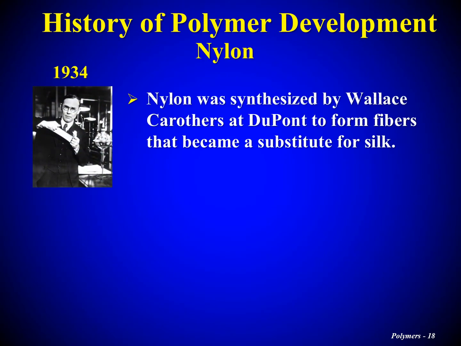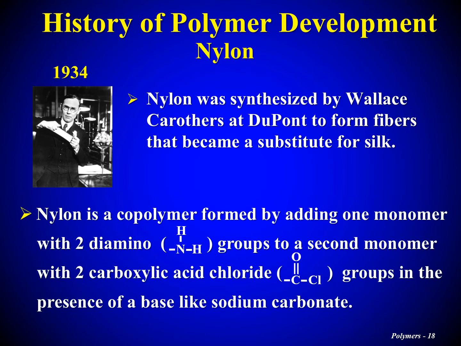The invention of nylon was another milestone in the history of polymer development. In 1934, Wallace Carothers developed nylon at the DuPont Company. Nylon was then used to make fibers, and woven into cloth that became a substitute for naturally occurring silk. Nylon is a copolymer formed by adding one monomer with two diamino groups to a second monomer with two carboxylic acid chloride groups in the presence of a base like sodium carbonate.